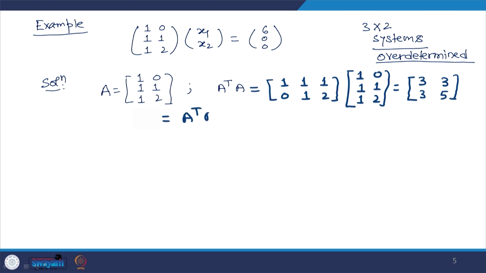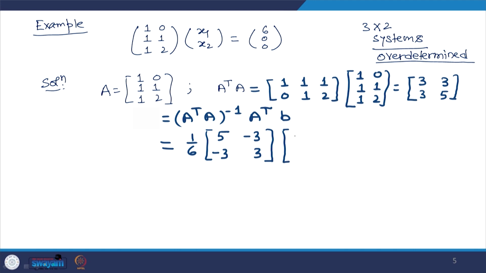Here, A transpose A inverse into A transpose b. So what is A transpose A inverse? It is 1 by 6, where 6 is the determinant of A transpose A, and then [5 -3; -3 3]. So this is A transpose A inverse into A transpose. A transpose is [1 1 1; 0 1 2] into b, and b is [6; 0; 0].